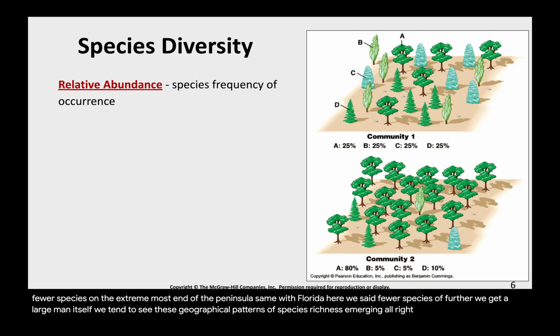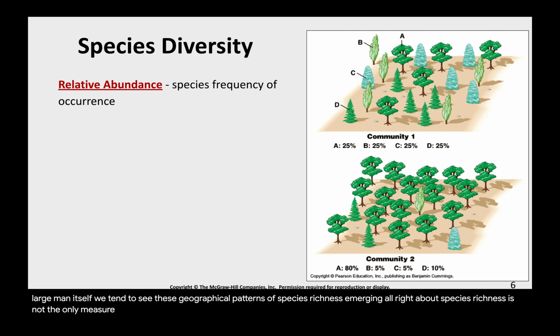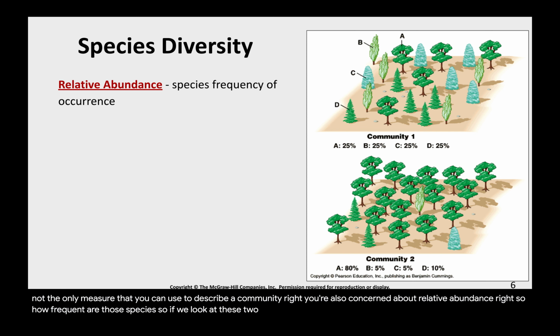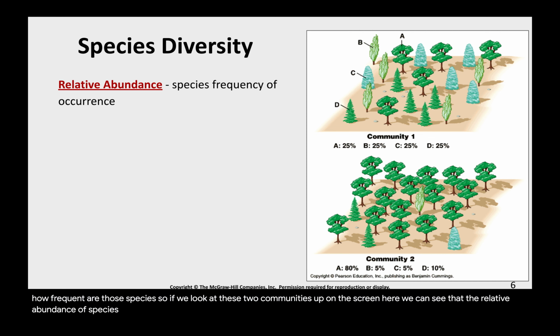All right, but species richness is not the only measure that you can use to describe a community, right? You're also concerned about relative abundance, right? So how frequent are those species? So if we look at these two communities up on the screen here, right, we can see that the relative abundance of species A, B, C, and D is pretty consistent in community 1. They're all at about 25%.